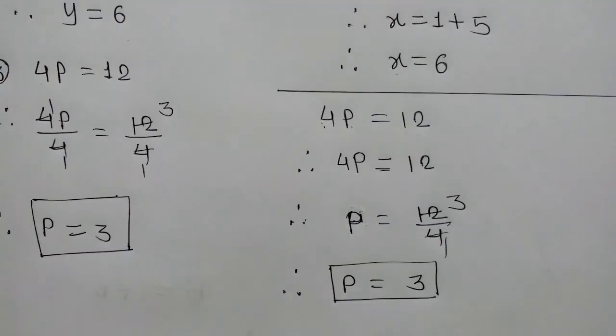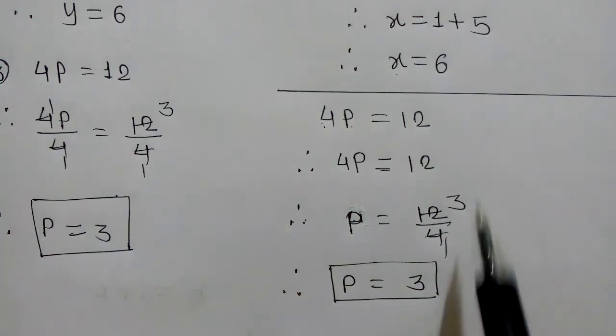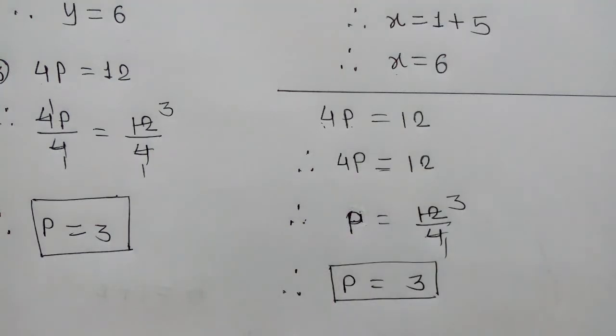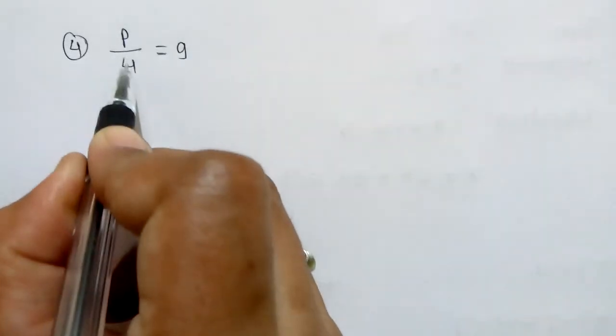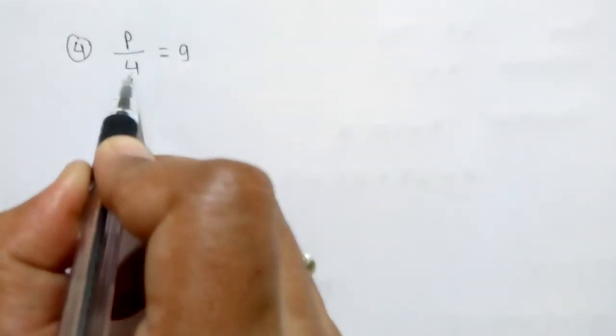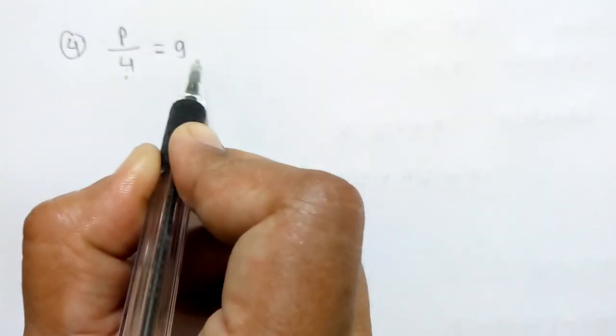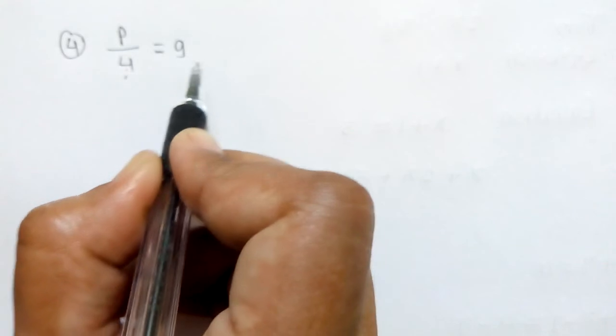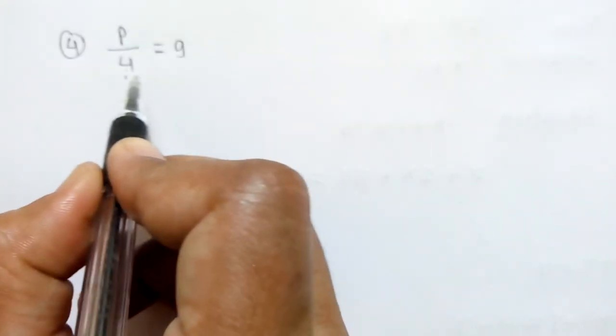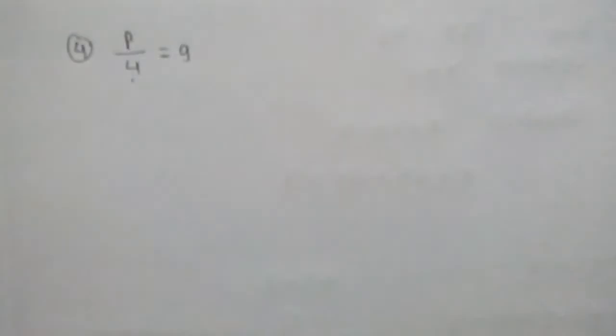So you can see here by both methods we are getting the same answer. But which is easier? This second one, which we always use. One more example we will see, that is p upon 4 is equal to 9. Now here this 4 is dividing this p. If we send this 4 to the right hand side, it will become multiply. So it will be multiplied to this 9. We will see both methods.